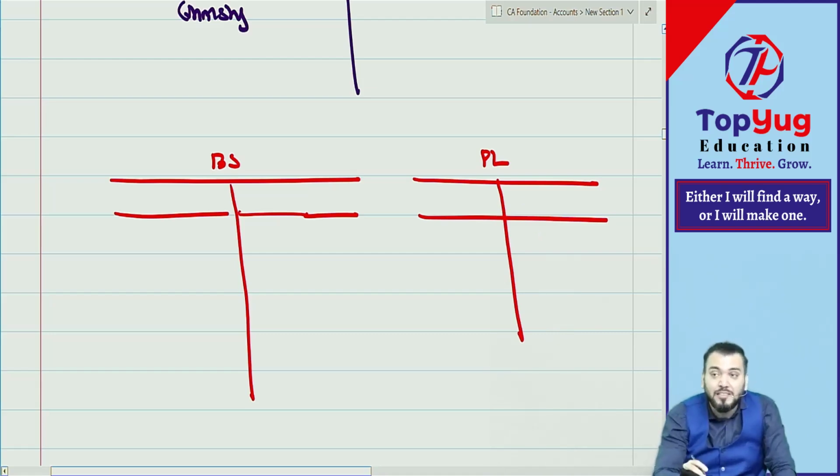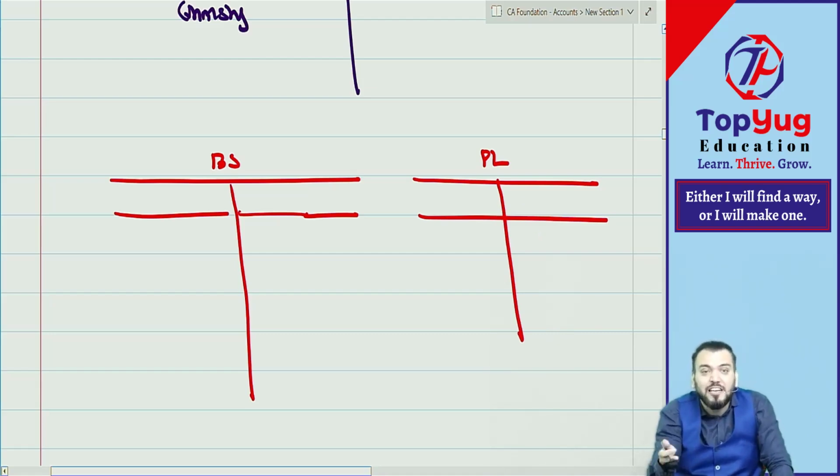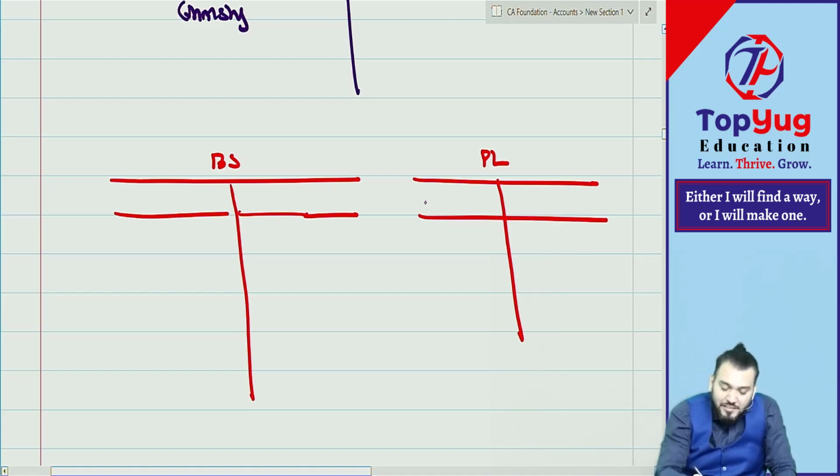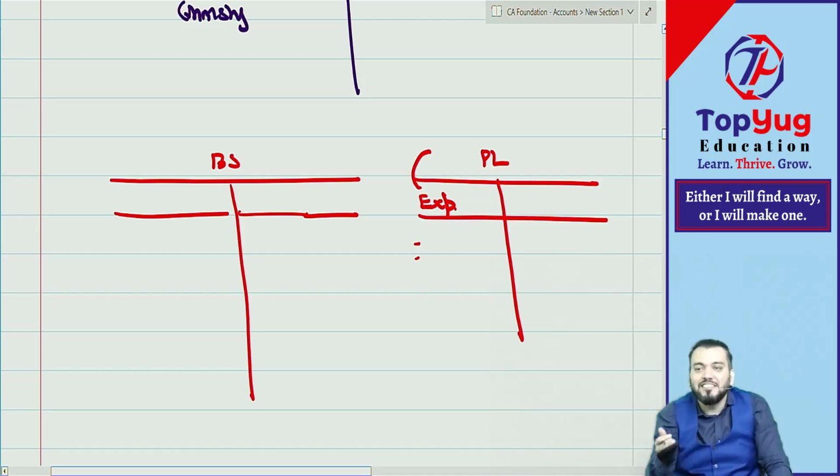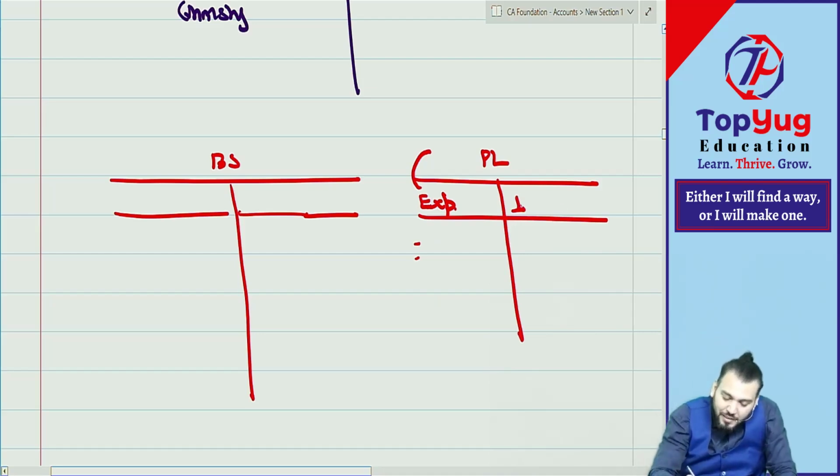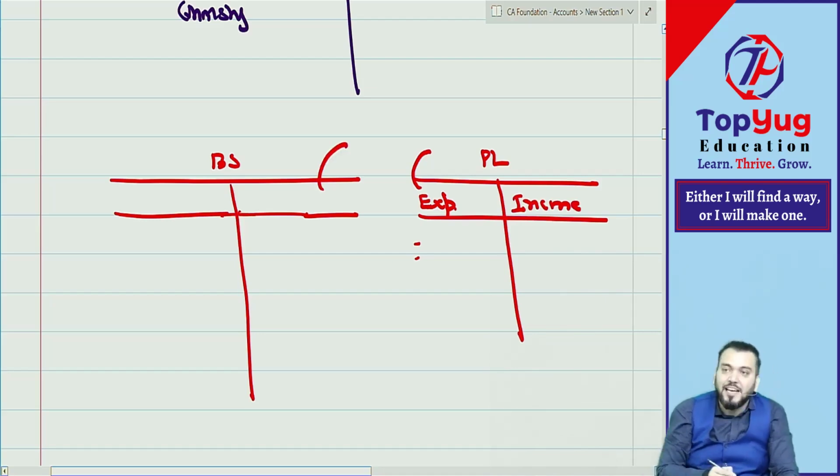When we say PL, tell me, on the left hand side, the debit side, what do you write? Particulars, you write. In this you write expenses. And in the credit side, what do you write? Income. Correct.